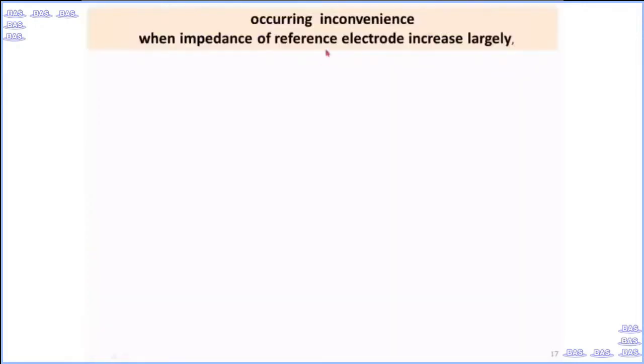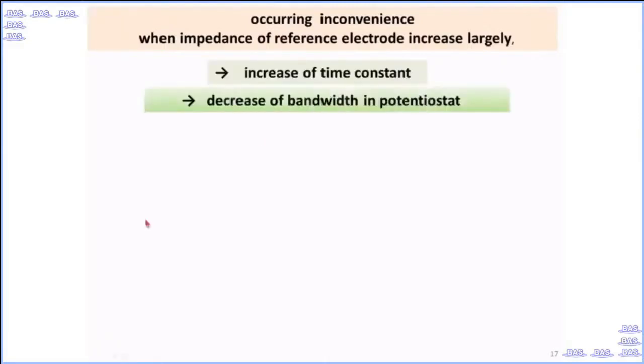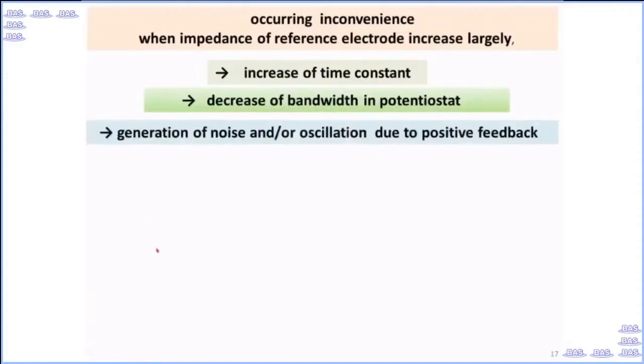But it is impossible to specify electric potential only with a platinum wire, of course. Inconvenience occurs when the impedance of the reference electrode increases largely: an increase of time constant, a decrease of bandwidth in the potentiostat, and generation of noise or oscillation due to positive feedback, with narrowing of bandwidth.